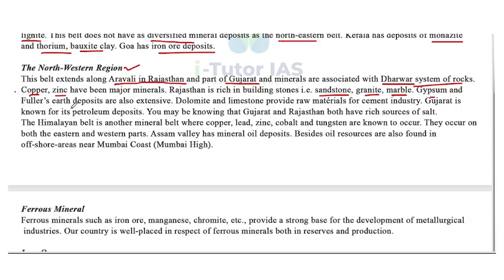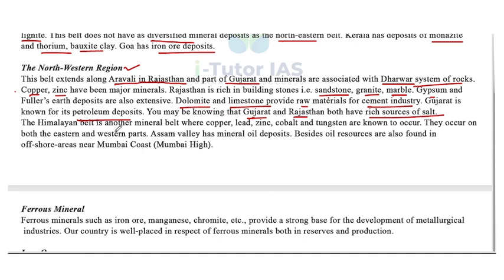Gypsum and fuller's earth deposits are also extensive. Dolomite and limestone provide raw materials for the cement industry. Gujarat is known for its petroleum deposits. You may know that Gujarat and Rajasthan both have rich sources of salt.